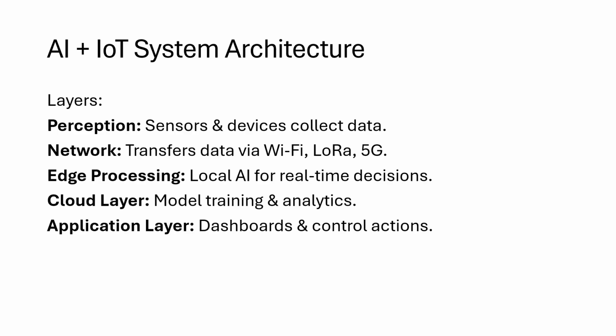The third layer is edge processing. Here, after collecting this data, the AI model will process the data locally for real-time decisions. The next one is the cloud layer. After the AI models run, the large-scale data is stored in the cloud layer, which is used for large-scale analytics, model training, and storage. Then the application layer. In this layer, we can see the dashboard, alerts, and automated control actions.